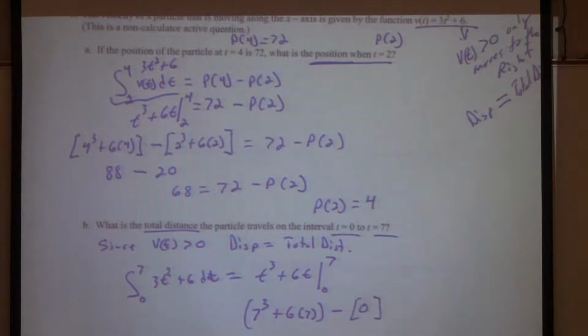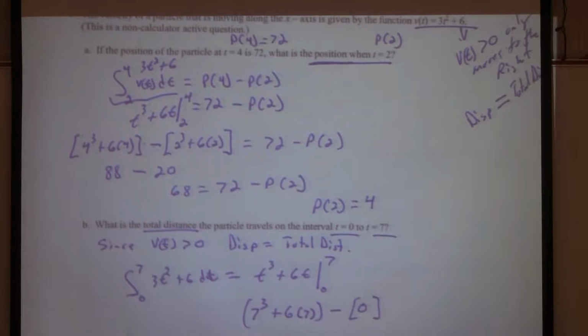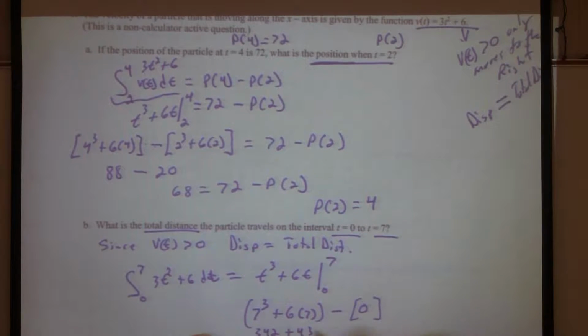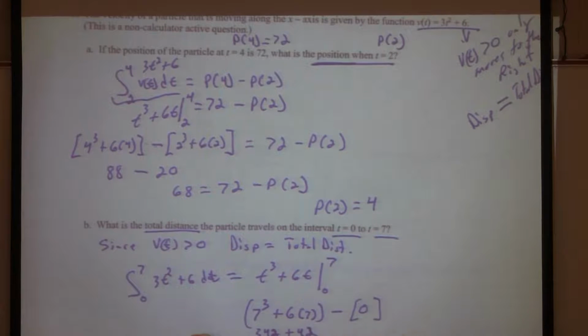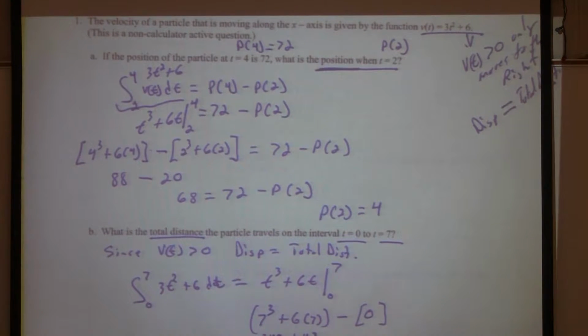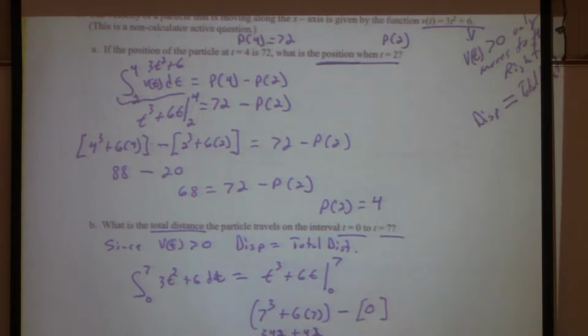7 to the third, 343. Plus 6 times 7? 42. So 343 plus 42? 395. I mixed them up. 385? Yes. Total, right? And that would be again feet or units or meters or inches, right? Whatever the unit is. Too easy?